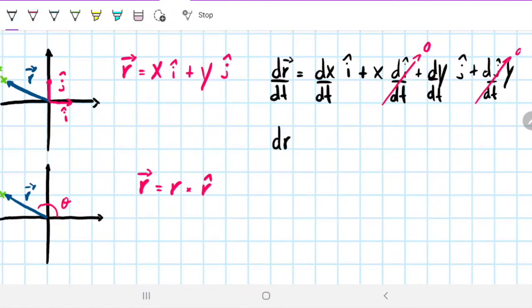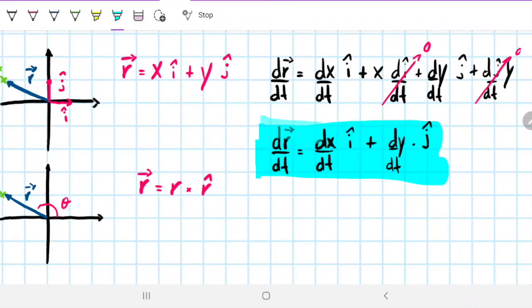The derivative of r with respect to time equals how the scalar x, the number x that's multiplying my i hat, is changing with time multiplied by i hat, plus how my scalar y is changing with time times j hat. And that's it, right? So this is the velocity for the Cartesian one. It's quite simple, straightforward. So the velocity vector, right?